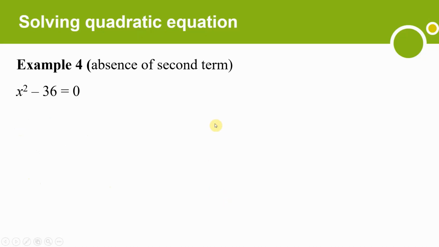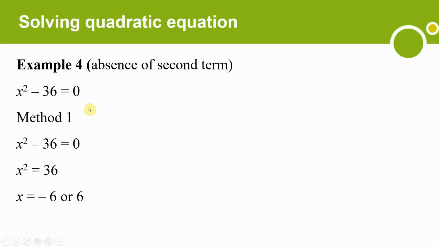And for the last example, the second term is missing. Notice the middle term, x, is missing. So for this example, there are two ways of doing it. In my previous video, I've covered this is one of the special case for expansion. Method 1 is solving it like normal. We bring the 36 to the other side, and then square root 36, we always get two numbers here. Because -6 squared, we get 36, or 6 squared is also 36.